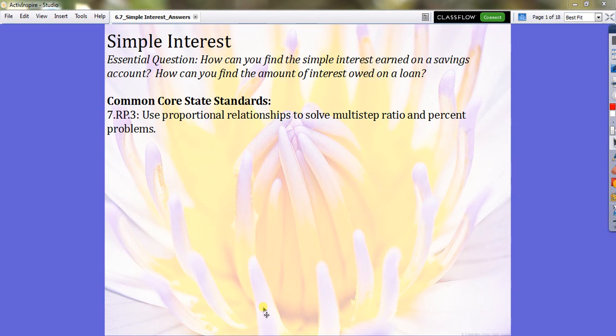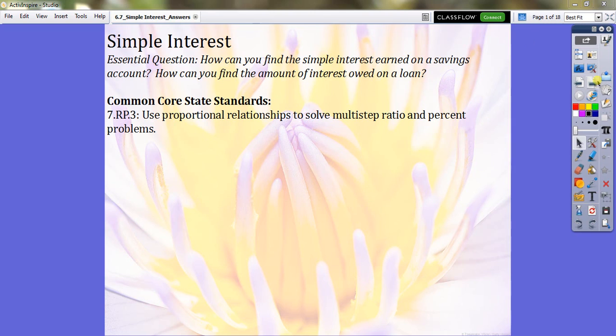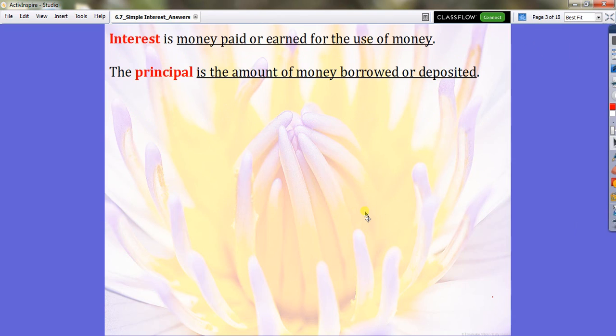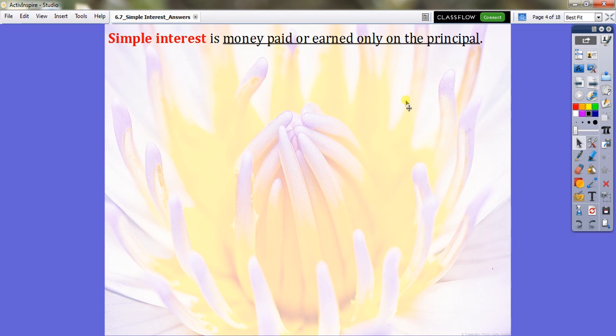So today we're going to finish up our chapter on percents, and we're going to focus on simple interest, and you're going to see the formula for simple interest and learn what each piece means and how to solve for different pieces. We started class and I chatted with you about interest in the real world to help put these definitions in context: interest is money paid or earned for the use of money, and principal is the amount of money borrowed or deposited.